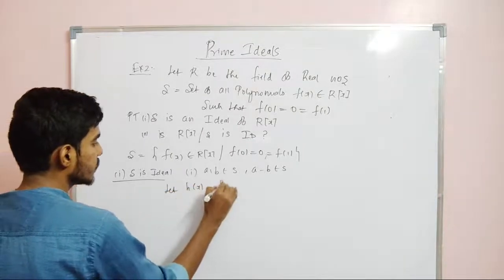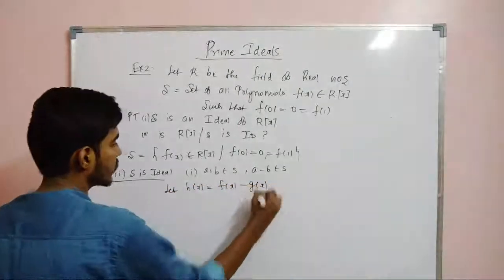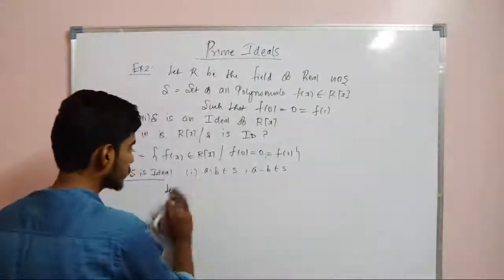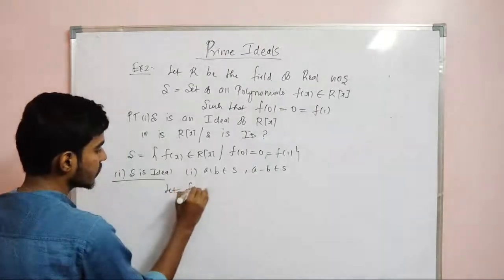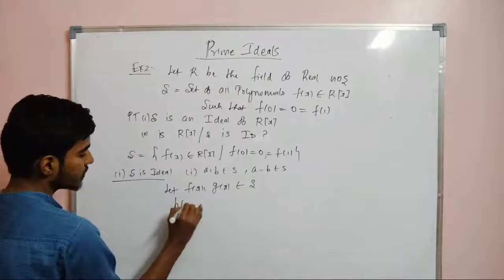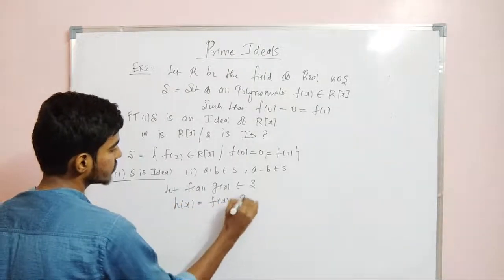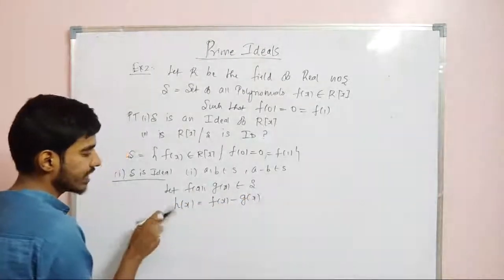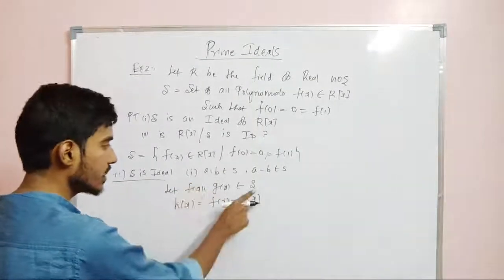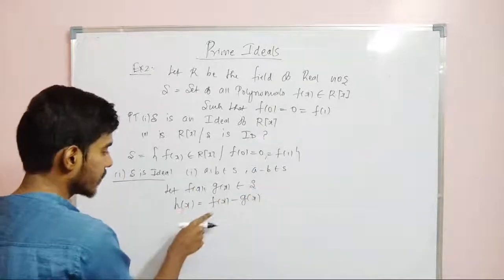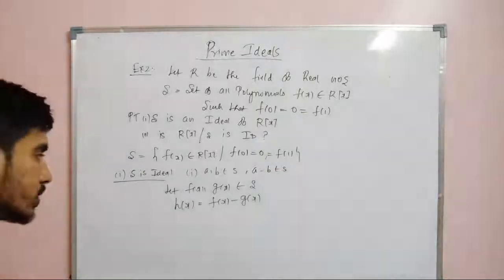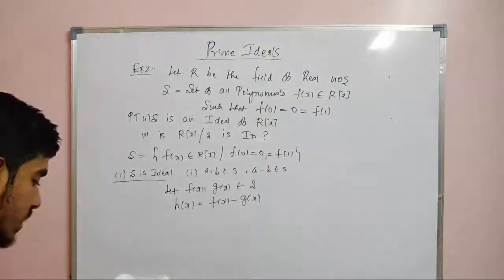Let us define h(x) as f(x) minus g(x). We need to show h(x) belongs to S, because if a, b are in S, a minus b should be in S. a minus b is f(x) minus g(x), and I am naming that as h(x). So we need to show h(x) belongs to S.